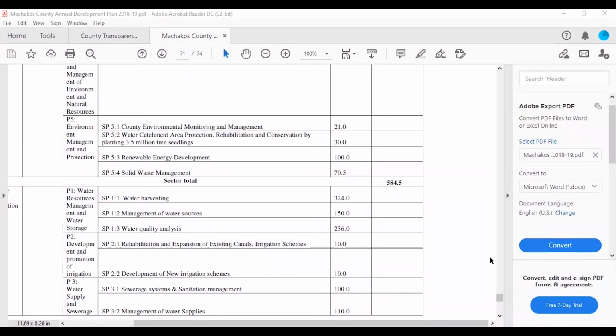So, I'd like to show you now, let me share screen. Share screen. Oh yeah, it is there. So let me close this and then I say share screen. Yeah. So as you can see, the one for Machakos doesn't have that information.